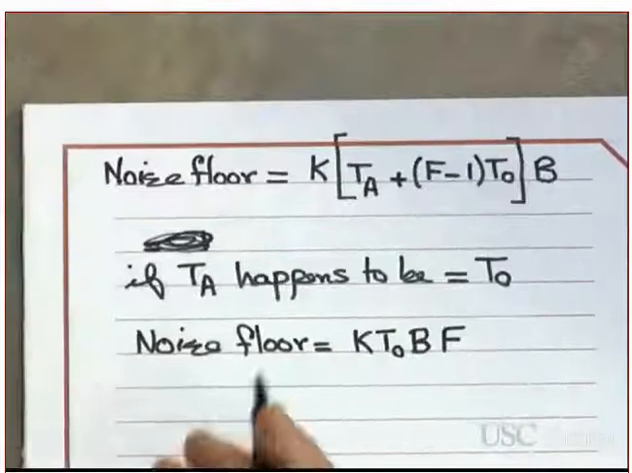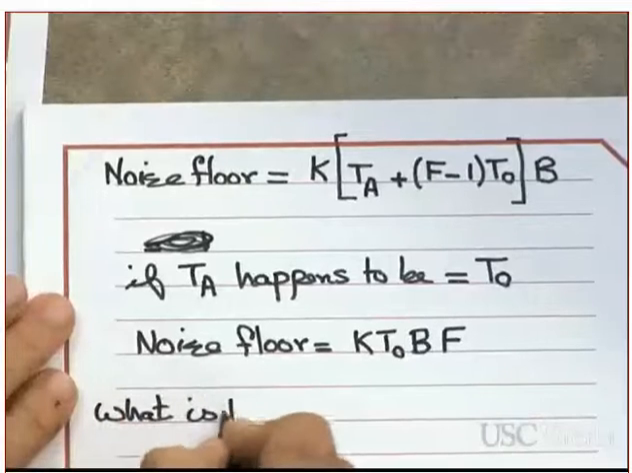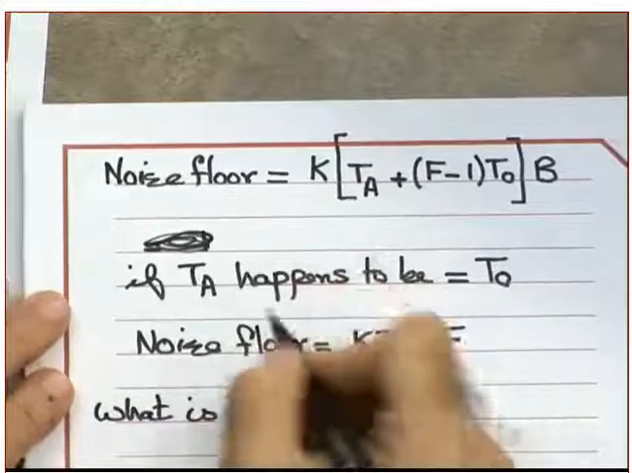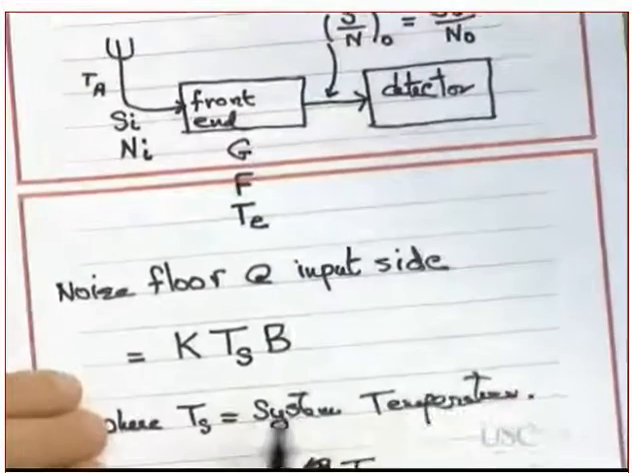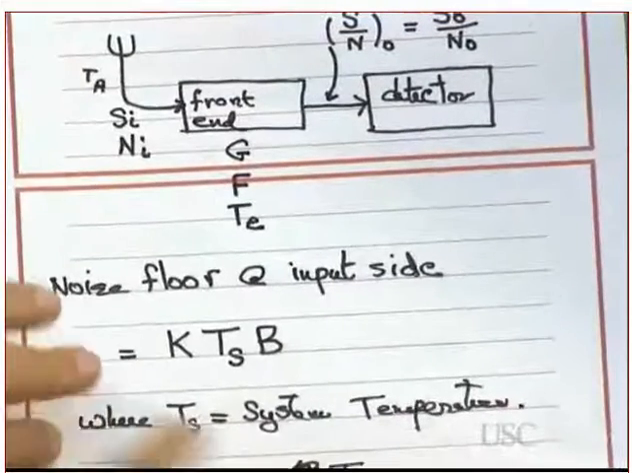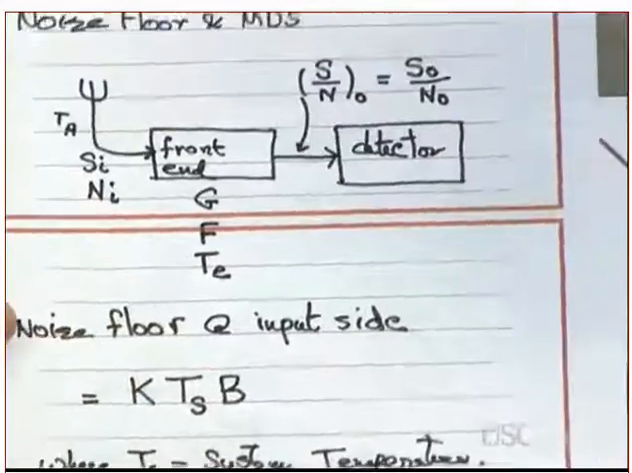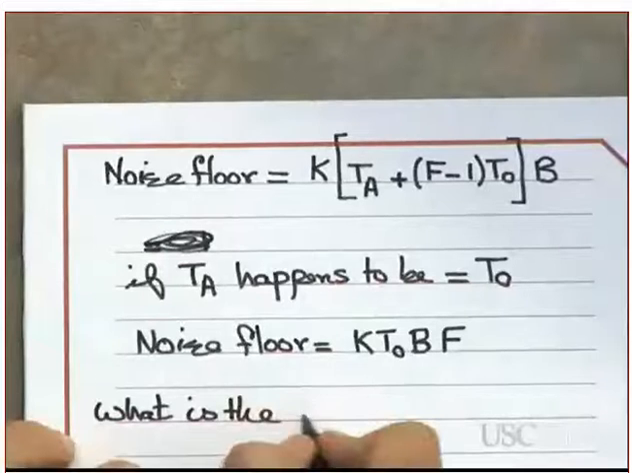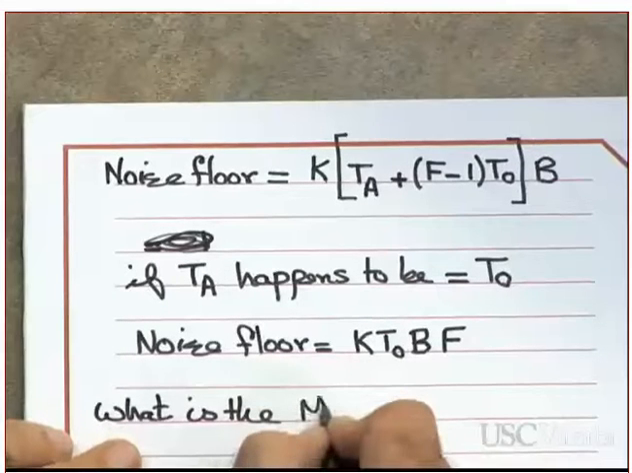Okay, let's get to the MDS. What is the MDS? Did you understand the noise floor? Yes or no? Did you understand what I mean by the system temperature? System temperature is the overall temperature, which includes the antenna and the equivalent noise temperature. What was I going to write? I forgot. Sorry, what is the MDS?